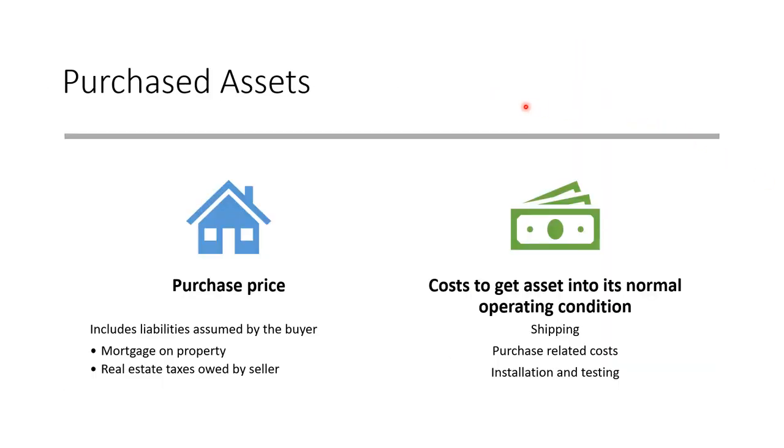For purchased assets, the obvious starting point is the purchase price, including any sales tax. We then add various other costs, such as the cost of delivering the asset, costs of recording any legal paperwork related to the purchase of the asset, and installation and testing costs.